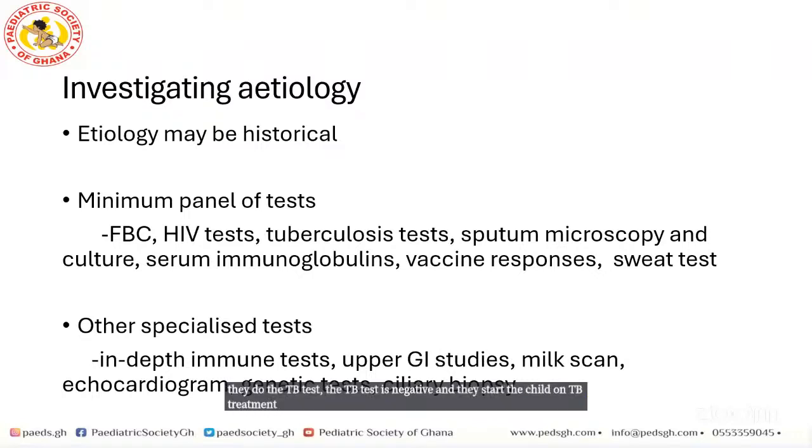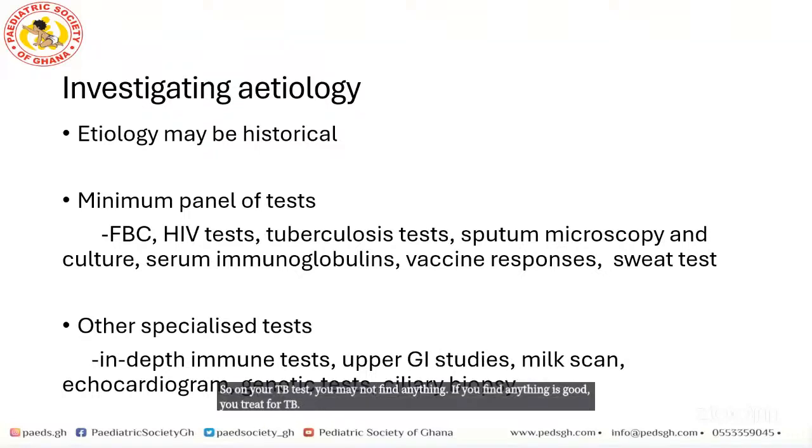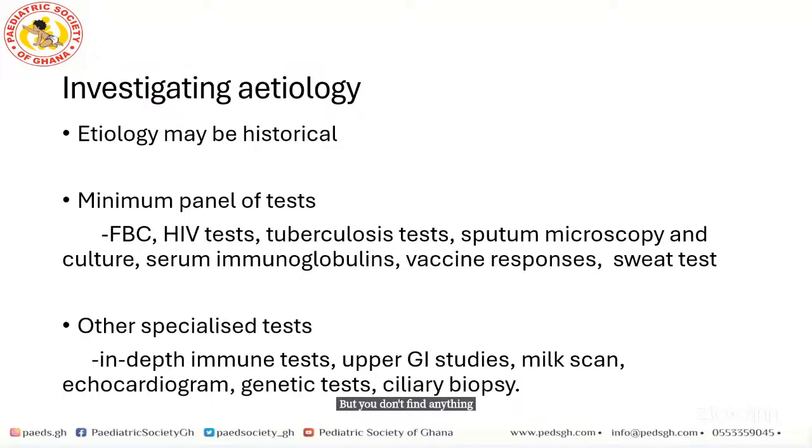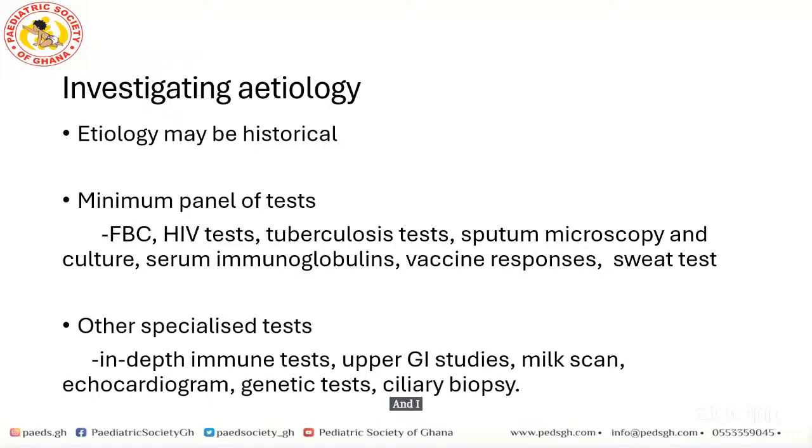We know that diagnosing TB is very difficult. So on your TB test, you may not find anything. If you find anything, it is good, you treat for TB. But if you don't find anything, and you know this child has been treated for TB already, unless you are thinking about drug-resistant TB, I think please move on with your other differentials, like thinking broadly, could this be bronchiectasis?